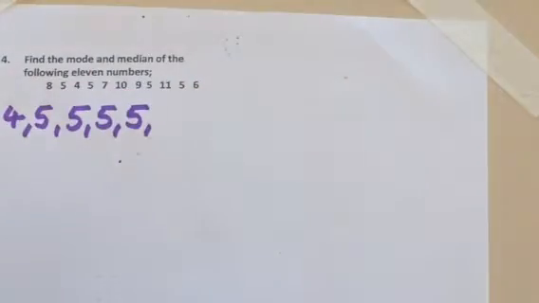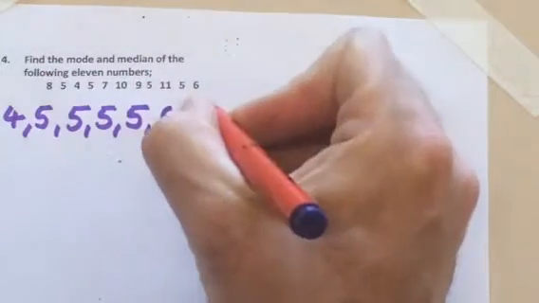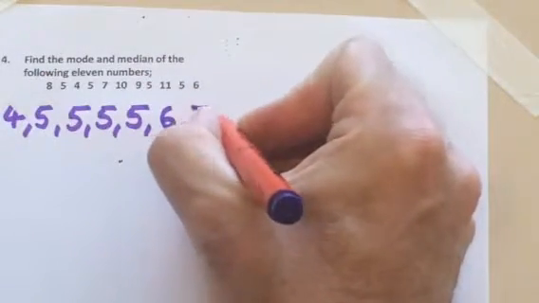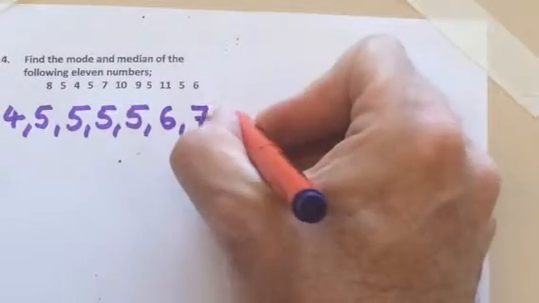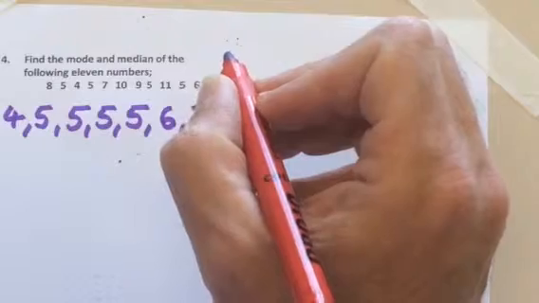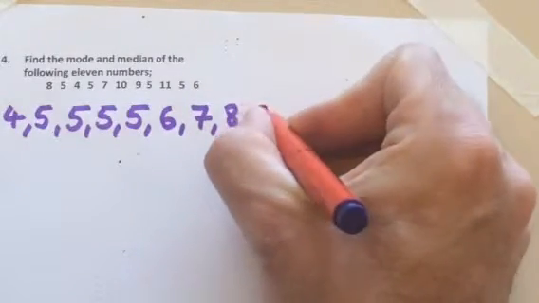Okay, and the next number after a 5 is a 6, and there's only one of them. There's a 7, there's only one of them. There's an 8, only one of them. A single 9, a single 10, and a single 11.